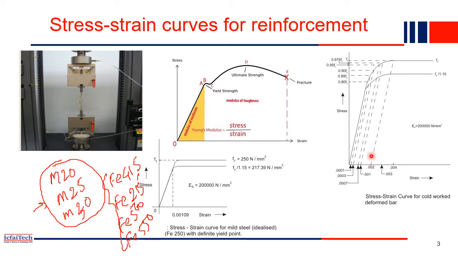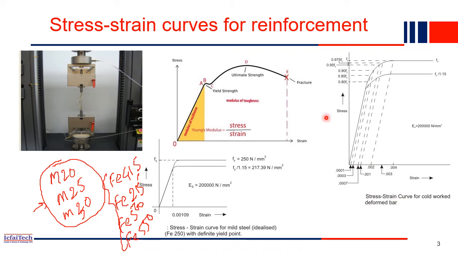So what the IS code says is, at strain level 0.002, you draw a line parallel to this line, this dotted line, and wherever it intersects the curve, that is basically our yield point. So the yield point corresponding to 0.002 strain level, whatever Fy you get wherever it intersects, you consider it as the yield point. That's what our IS code says.